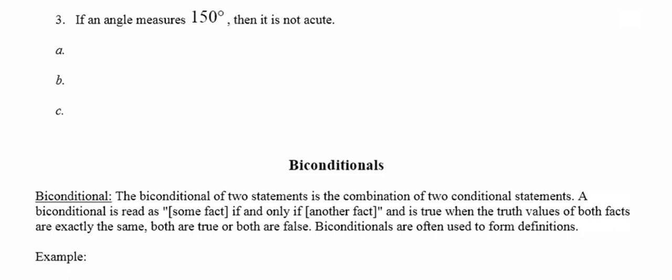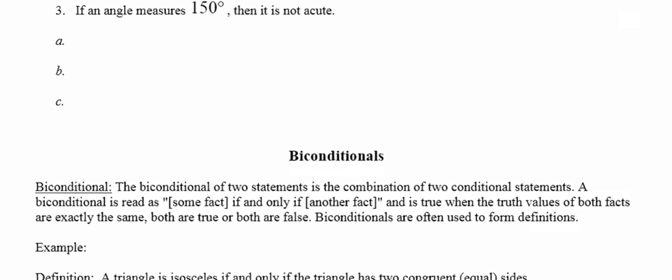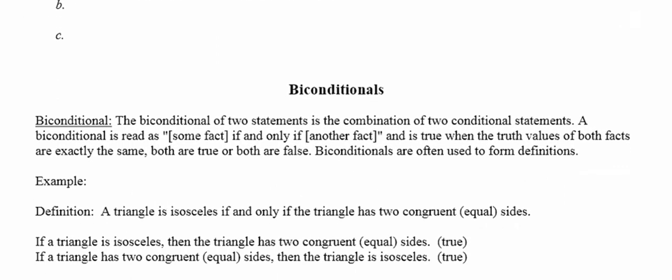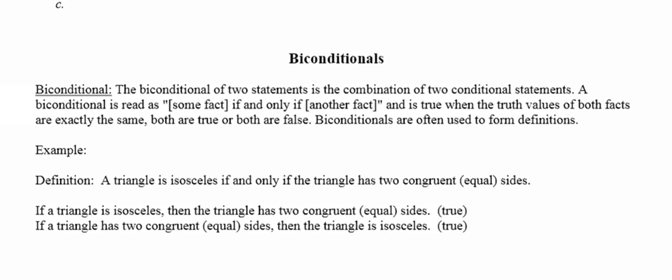All right, and in the interest of not making this video too long, I'm going to skip number 3 up at the top and head right into biconditionals. Biconditional is what we get when we combine two conditional statements. So the connecting words that we have for this are the words if and only if. So some statement is true if and only if that other statement is also true. Biconditionals are true only when both statements that make up the biconditional are true.